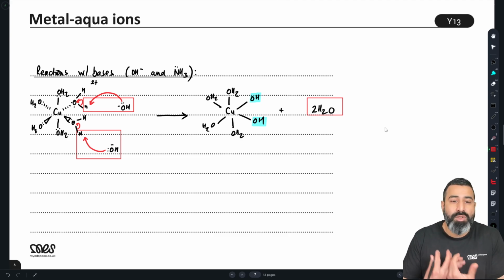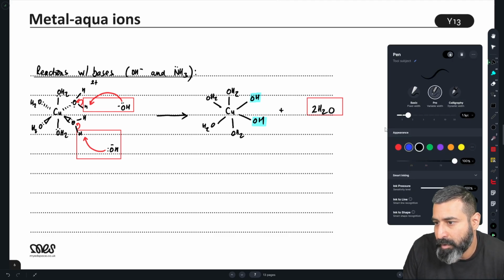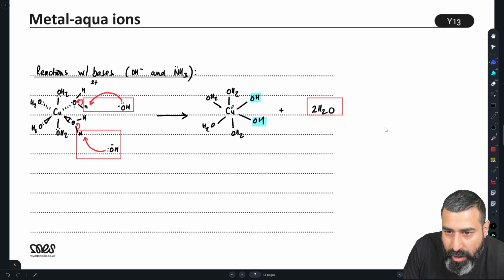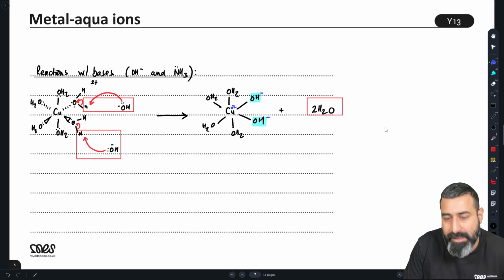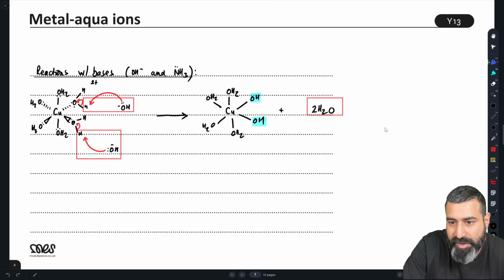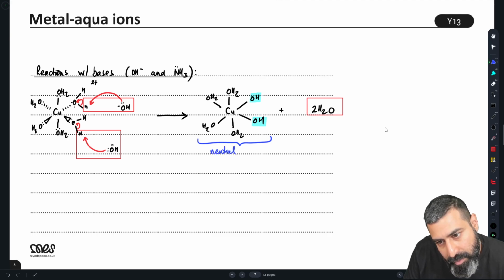Now, what is the charge? Well, we know that copper has a 2+ charge, and each hydroxide is -1. So what happens here is that the charges cancel out. So this is my neutral precipitate. So this is a neutral complex.